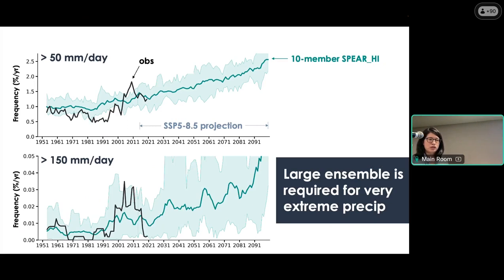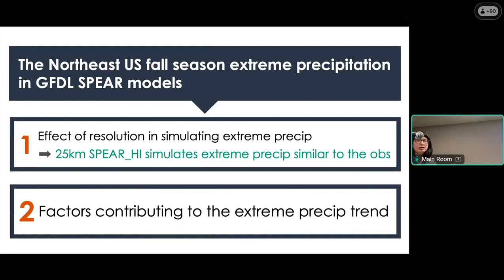So for the first part, we are using the 25 kilometer SPEAR-high to check the increasing trend of extreme precipitation over the Northeast regions. We've seen that SPEAR-high can simulate comparable frequency of extreme precipitation, but of course we probably still need a larger ensemble size. So the next part: it is natural to ask, what is the physical process behind this increasing trend of extreme precipitation? And second, is SPEAR-high doing reasonable for the right reasons or probably for the wrong reasons?